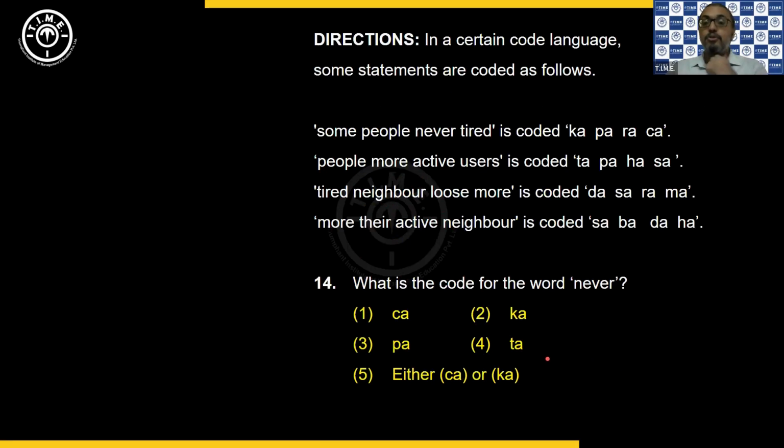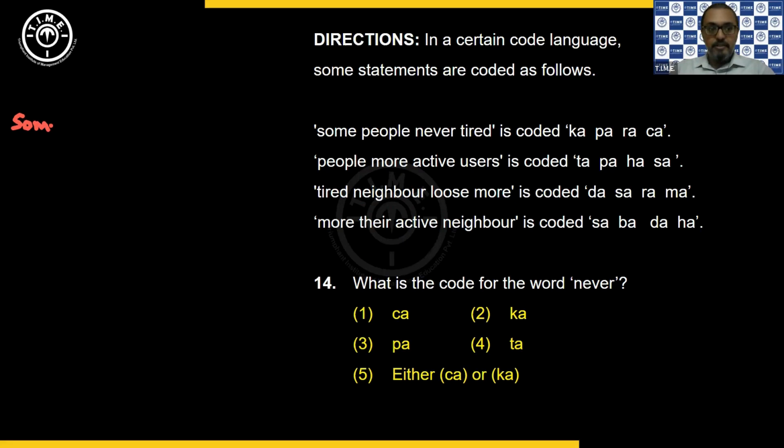Right. Now next coming to coding decoding. So here sentences are given and codes are given. So we need to take the list of words and the codes so that we can answer. Okay, so let's take the list of words.